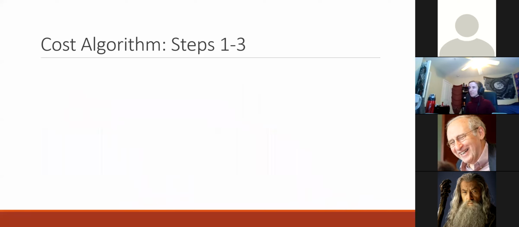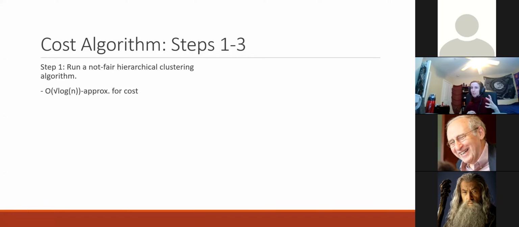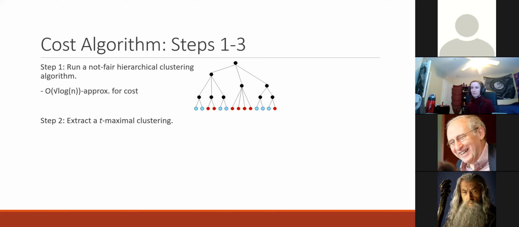Steps 1 through 3 are a bit simple, so I'm just going to present them on the same slide. Step 1, like I said before, is to run some not fair hierarchical clustering algorithm that approximates cost. We know that there exists a square root log n approximation. That's the best one so far. It might improve later on. And we'll get some sort of hierarchy that will be unfair. The next step is to extract what we call a T maximal clustering. T is an input parameter to our algorithm that we'll tune at the end to get our best result. So just view it as some parameter we've selected for now.